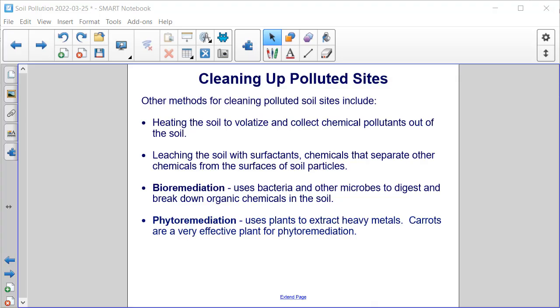Other methods for cleaning polluted soil sites include heating the soil to volatilize and collect chemical pollutants out of the soil, leaching the soil with surfactants, chemicals that separate other chemicals from the surfaces of soil particles, bioremediation, which uses bacteria and other microbes to digest and break down organic chemicals in the soil, and phytoremediation, which uses plants to extract heavy metals. Carrots are a very effective plant for phytoremediation.